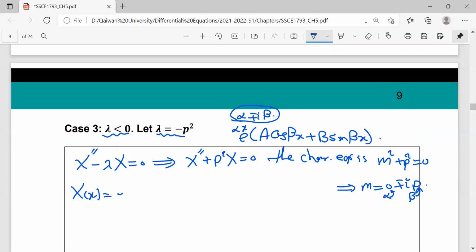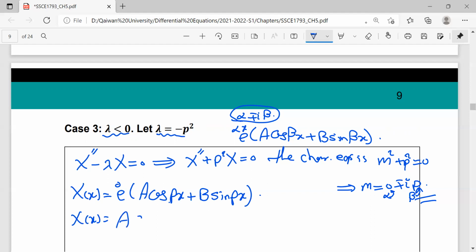X of x equals e to the power alpha x. What's alpha? Alpha is 0. E to the power 0 times a cosine beta is p, px, plus b sine beta is px, and e to the power 0 is 1, and we get a cosine px plus b sine px. This is the solution for the ordinary differential equation.